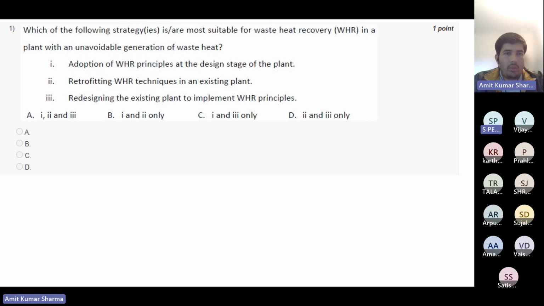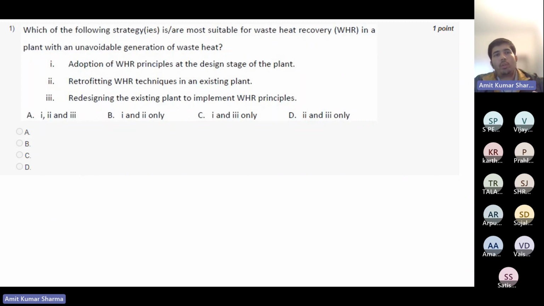Why is 3 wrong in your opinion? What is the reason for the first to be wrong? Third also you can include, but as for the designing aspect, the redesigning of the existing plant sometimes is very difficult, or it will be a major redesign. Yeah, that's why I prefer the first two. Yeah, nice. So correct options are 1 and 2.